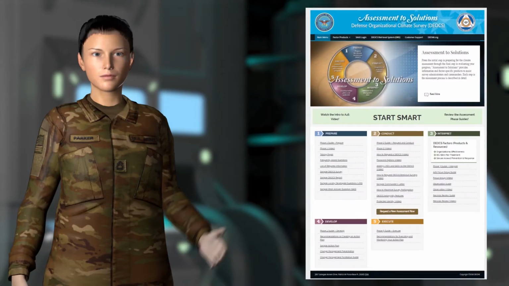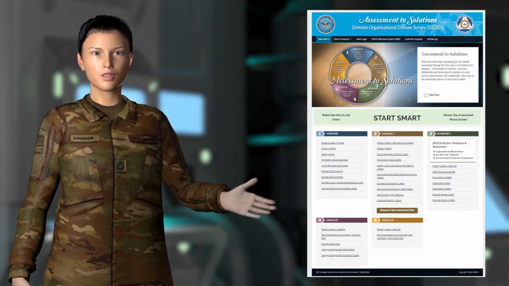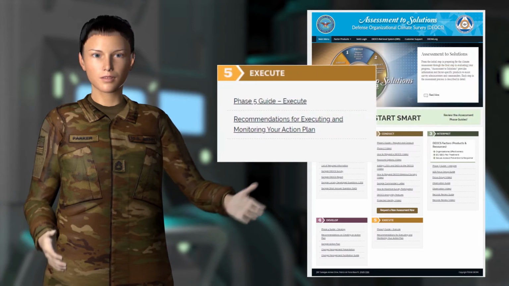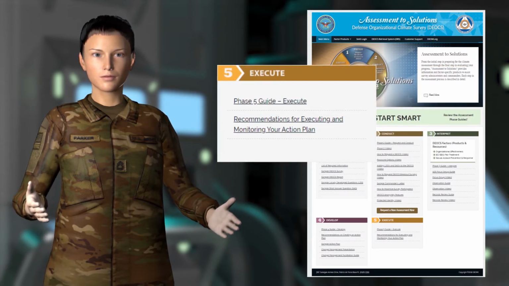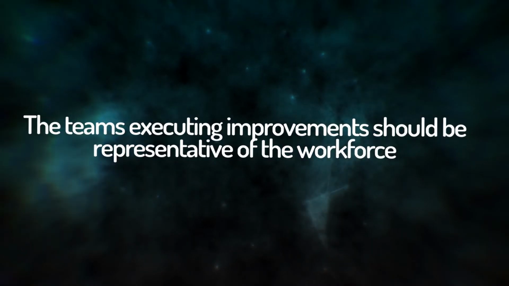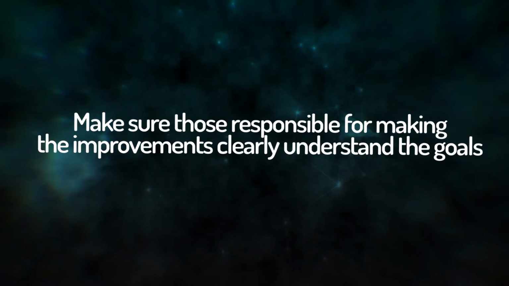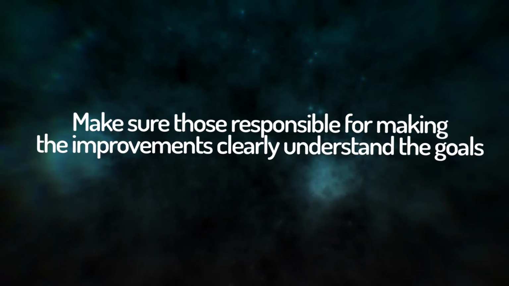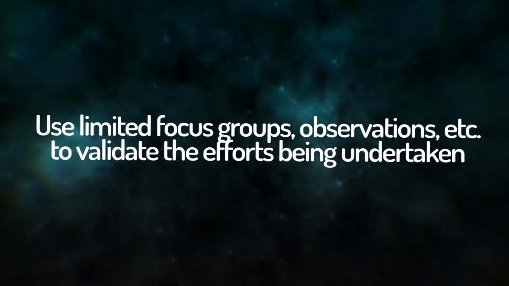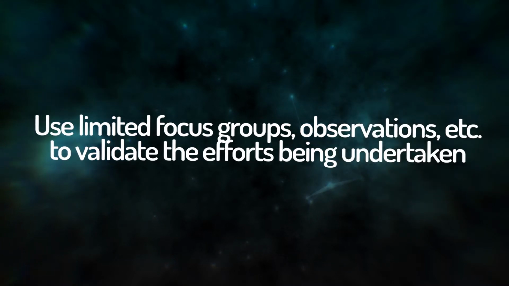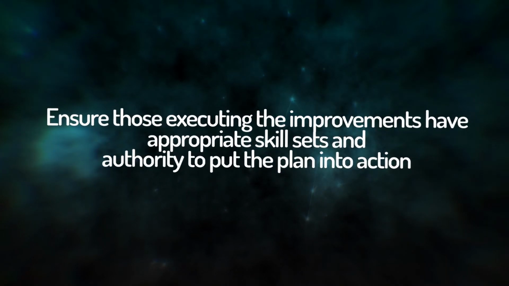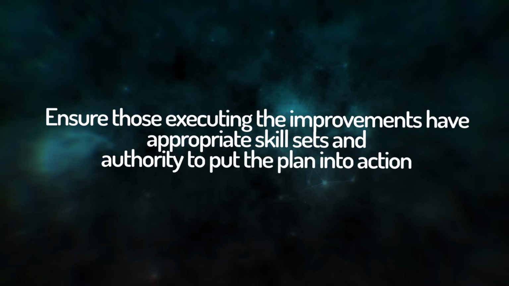Introduction. Phase 5 of the Assessment to Solutions process is Execute. During this phase, executing the improvements and evaluating progress as you move towards the goals of the action plan, the following should be considered. The teams executing improvements should be inclusive of the workforce. Make sure those responsible for making the improvements clearly understand the goals. As may be necessary during the process, conduct focus groups, observations, etc. to validate the efforts being undertaken. Ensure those executing the improvements have appropriate skill sets and authority to put the plan into action.